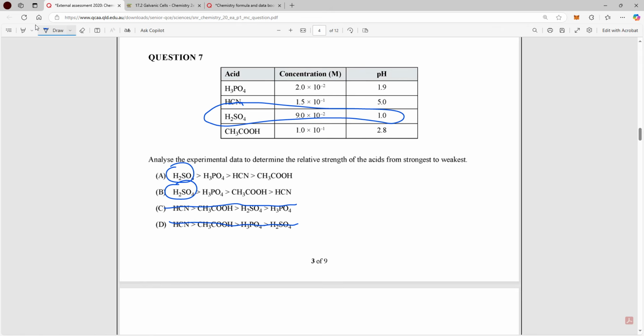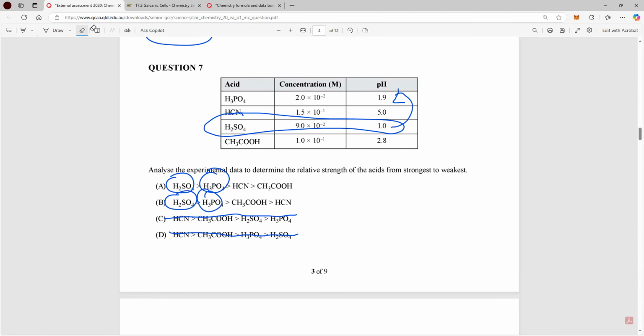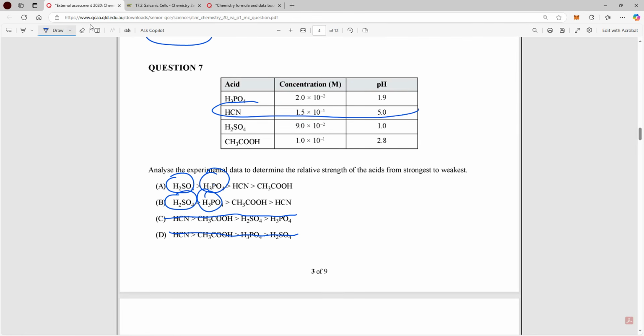So straight away, the next strongest acid would obviously be H3PO4, because it's got the next lowest pH, and we can see they have that same thing there, so there's no difference. The difference is between these two guys, so whatever's more basic. So here we can see clearly that the HCN has the highest pH. So because that has the highest pH, that's automatically at the back.